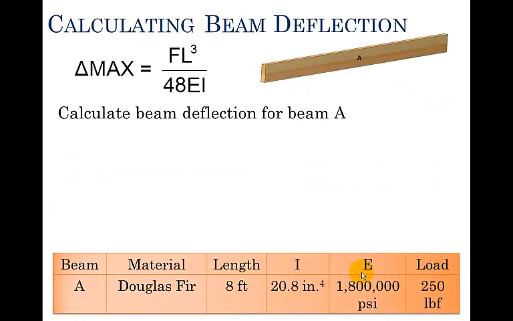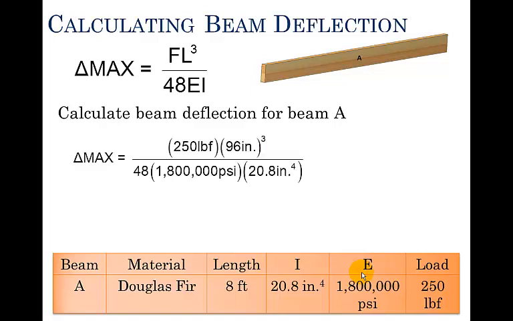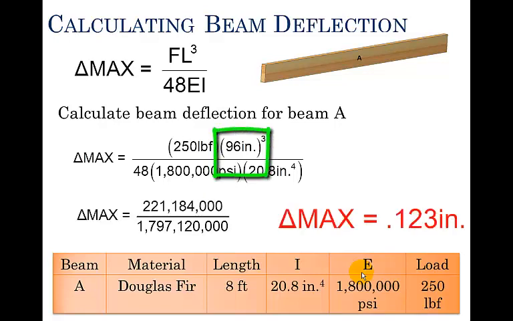So if we calculate the beam deflection for the wooden beam, we substitute in all our values for the maximum deflection. Please note that the length was changed to inches. We have to keep the units consistent or our answer won't work out correctly. We end up getting a maximum deflection of 0.123 inches. It's a very small deflection.